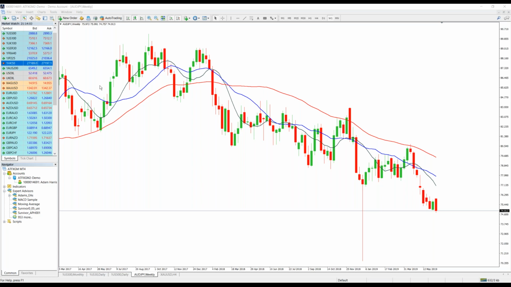So the first question is, how important is it to recognize when a pair is close to the historic low point, as the pair we are looking at, Aussie yen, for example?